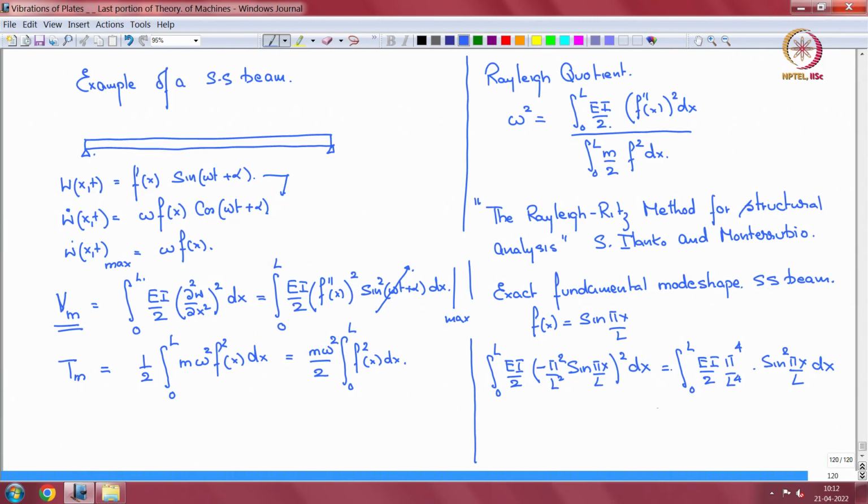You can replace this with E I by 2 pi fourth by L fourth, integral 0 to L, replacing sine square by 1 minus cos twice pi x by L dx, and that is E I pi fourth by 4 L cube.